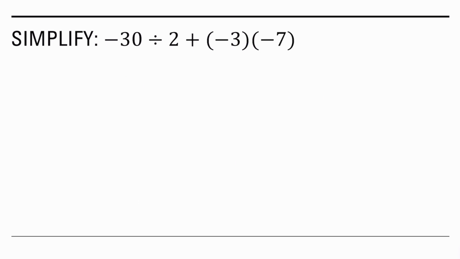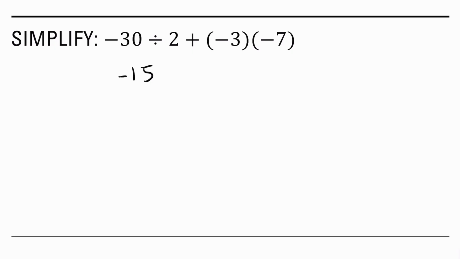So, negative 30 divided by 2 plus negative 3 times negative 7. We just want to work from left to right here, doing our multiplication and division first. So negative 30 divided by 2, well, we've got one negative number, which means we'll have a negative quotient. And so 30 divided by 2 is 15. So we should have negative 15.